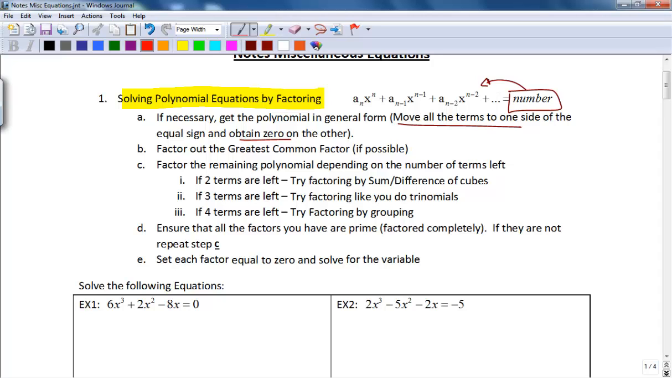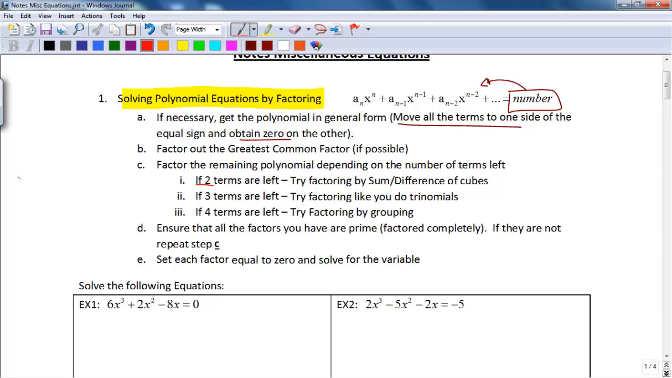Once you take out the GCF, and not all of them will have a GCF, you have to take a look at what kind of terms you have left or how many you have left. Your first option is, if you have 2 terms left. Well, what do you do if you have 2 terms left? You should look at maybe factoring by the sum and difference of cubes.